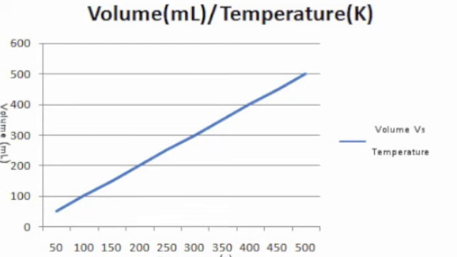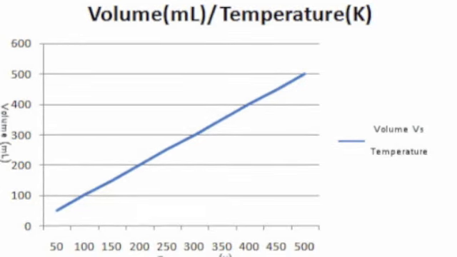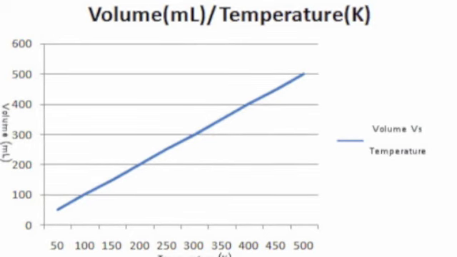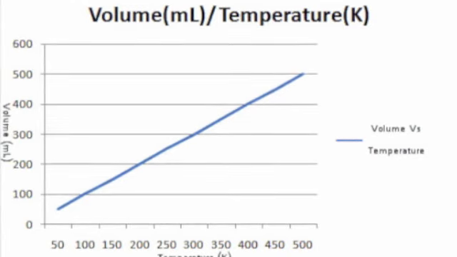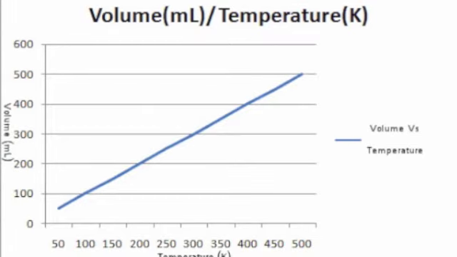This means that as temperature increases, so too does the volume, and as the temperature decreases, so too does the volume. The formula of Charles' law is V1 divided by T1 equals V2 divided by T2, where V1 and T1 are the starting volume and temperature respectively, and V2 and T2 are the ending volume and temperature respectively.